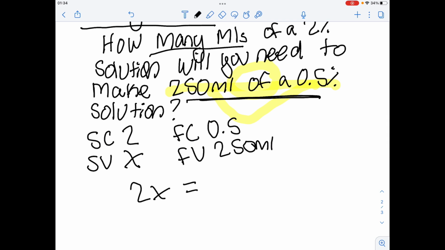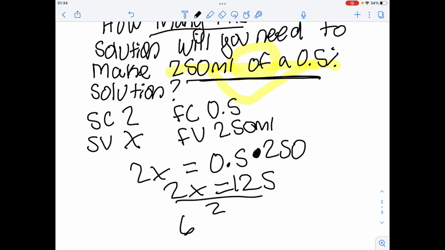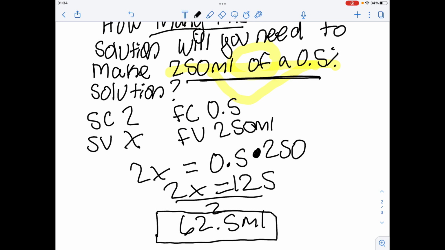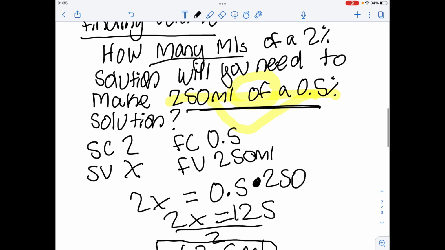2x equals 0.5 times 250. We get 2x equals 125. Divide both sides by 2 to isolate x, and we get 62.5 milliliters. So we would have 62.5 milliliters of a 2% solution in order to make 250 milliliters of a 0.5% solution.